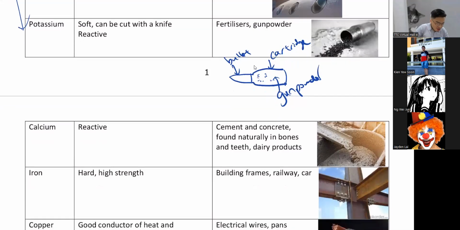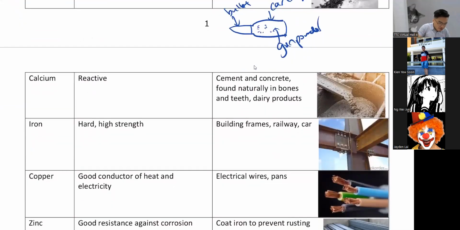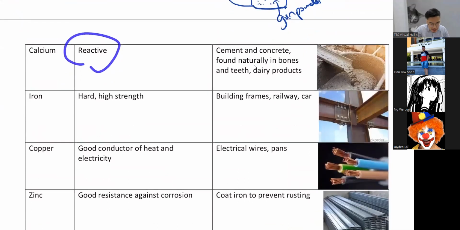Okay, anyway, so next, calcium. Calcium is very reactive. Where do you use it? You'll find calcium in cement and concrete, and it is found in your bones. Guys, do you want to grow taller? Calcium is your friend.